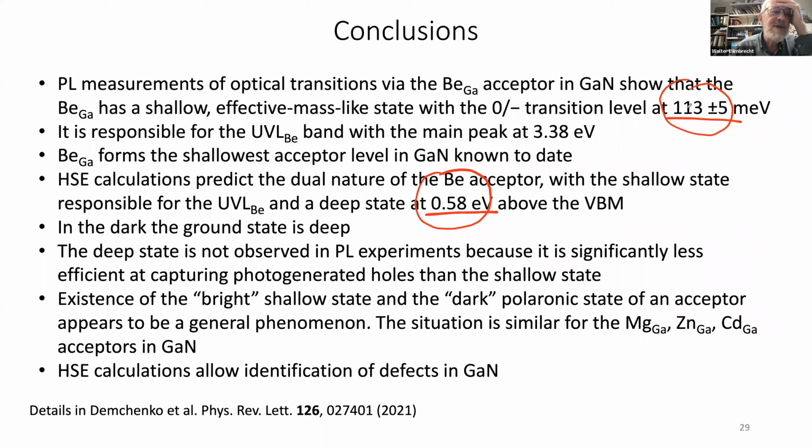So can I follow up on that for a moment? So the 0.22 eV for the magnesium, then is that the deep state, or is it the polaron state? It's a great question. So magnesium is not the same as beryllium.